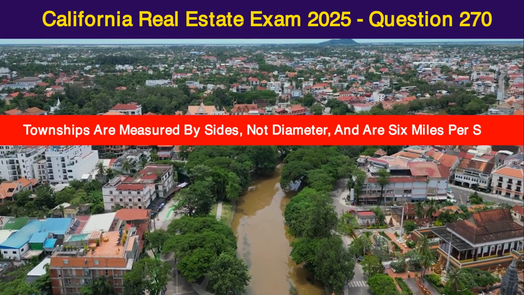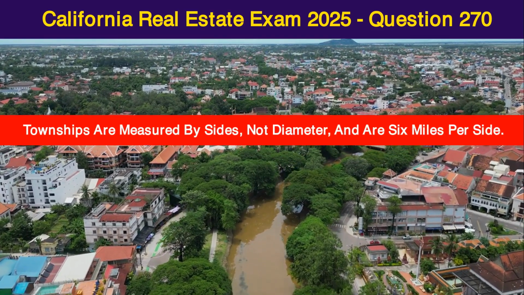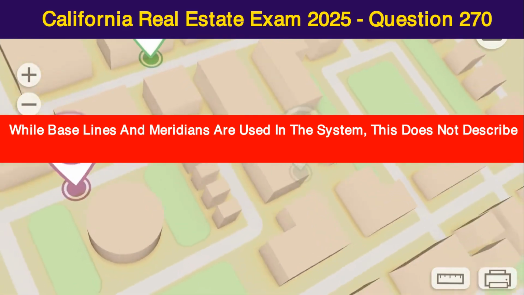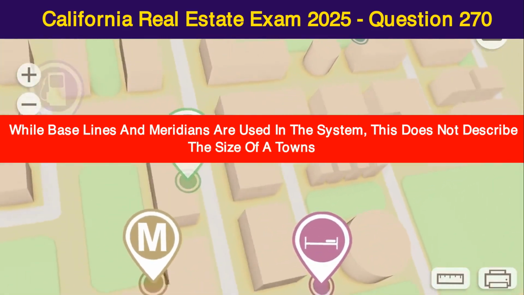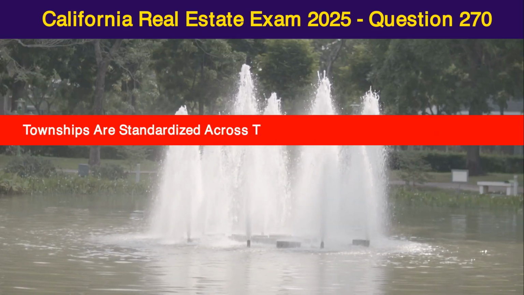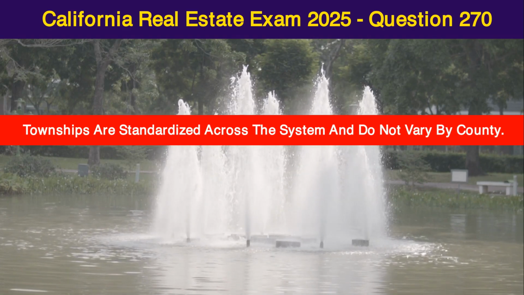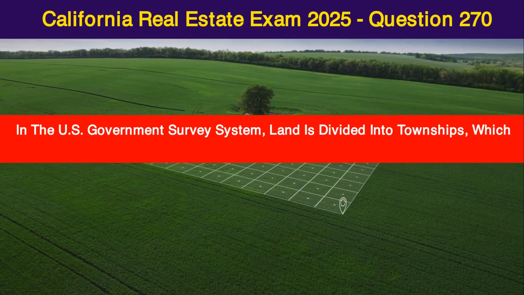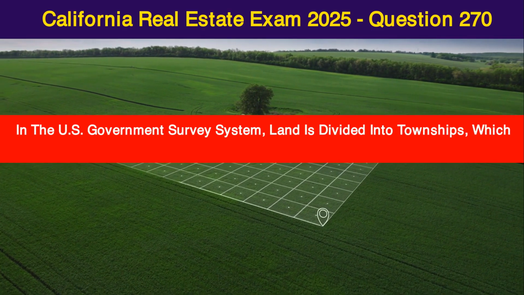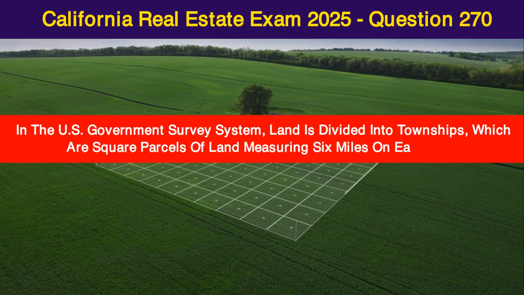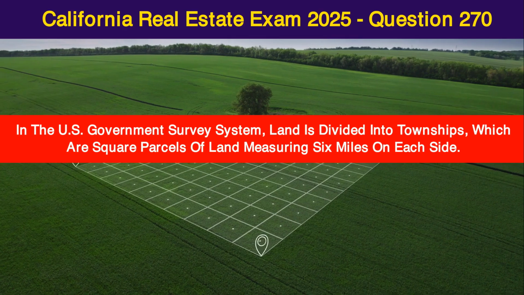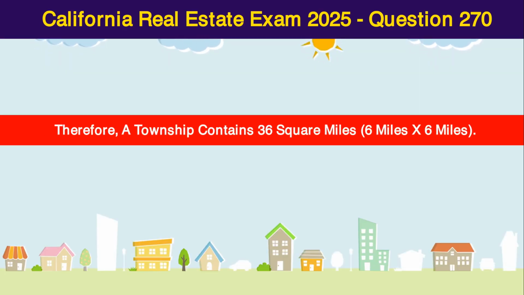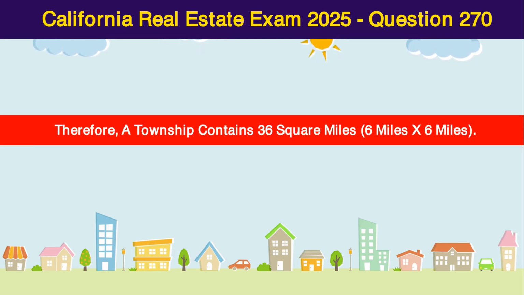Townships are measured by sides, not diameter, and are 6 miles per side. While baselines and meridians are used in the system, this does not describe the size of a township. Townships are standardized across the system and do not vary by county. In the U.S. government survey system, land is divided into townships, which are square parcels of land measuring 6 miles on each side. Therefore, a township contains 36 square miles, 6 miles by 6 miles.